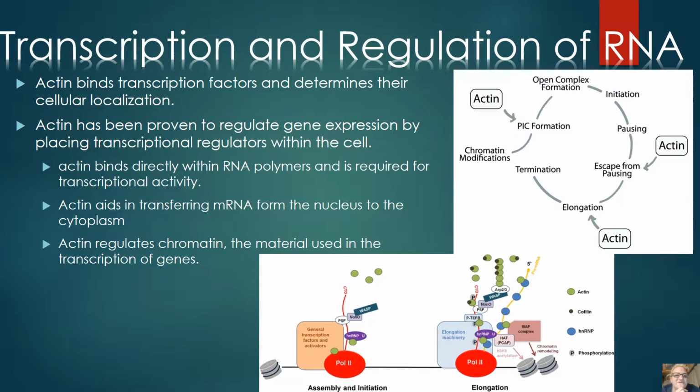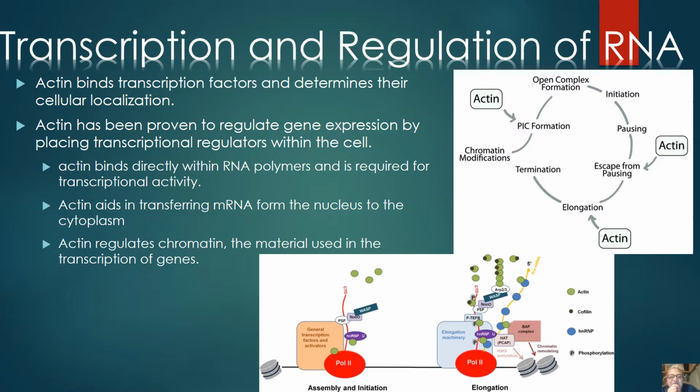Actin binds transcription factors and determines their cellular localization. Actin has been proven to regulate gene expression by placing transcriptional regulators within the cell. Actin binds directly within RNA polymerases and is required for transcriptional activity. Actin aids in transferring mRNA from the nucleus to the cytoplasm. Actin regulates chromatin, the material used in transcription of genes.